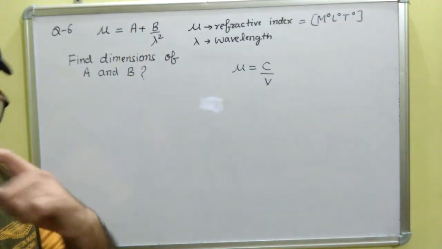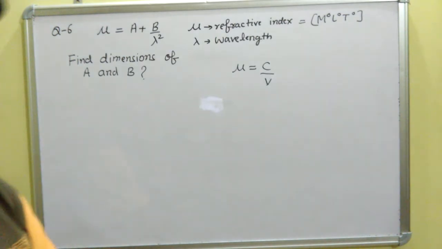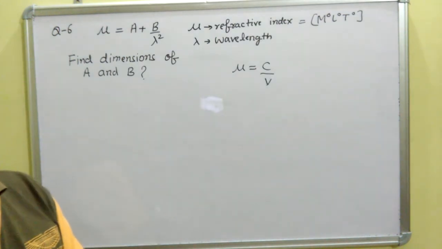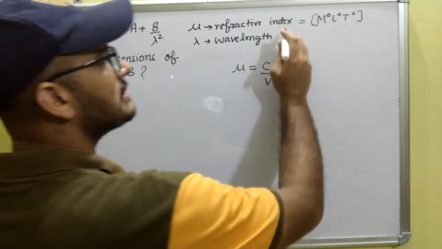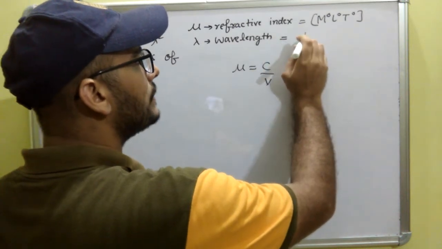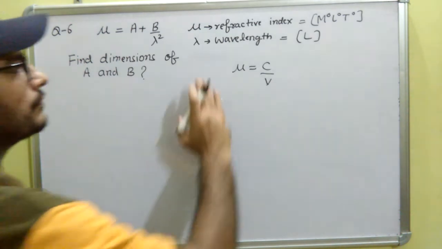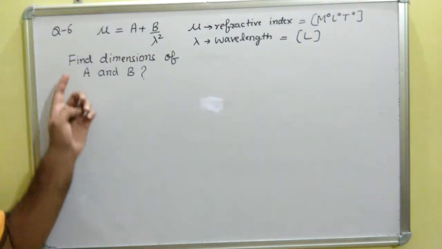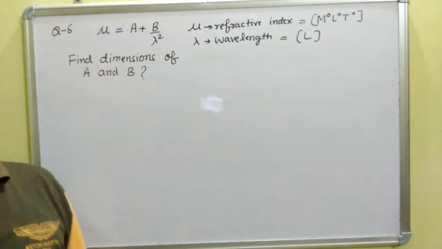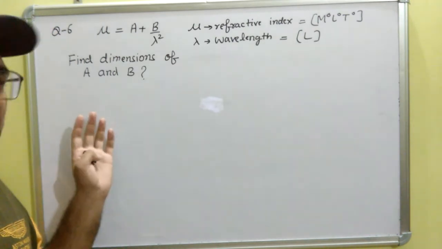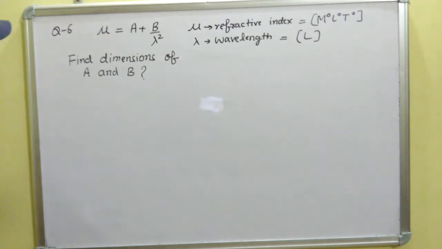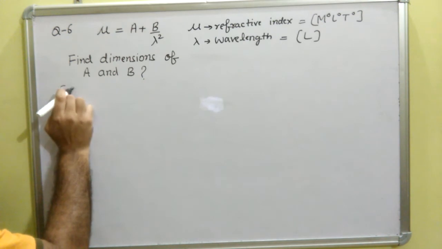Now wavelength, we know, is the distance between two consecutive crests or troughs. So it is a distance, which means the dimension formula will be L. Now the question is asking you to find the dimensions of A and B. So you need to calculate the dimension of A and the dimension of B. Now let's start with our solution.